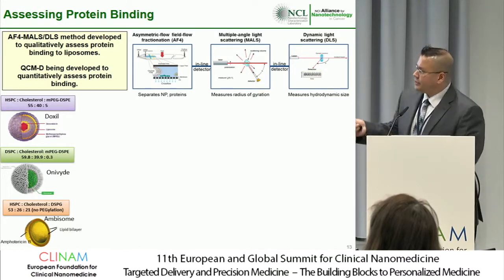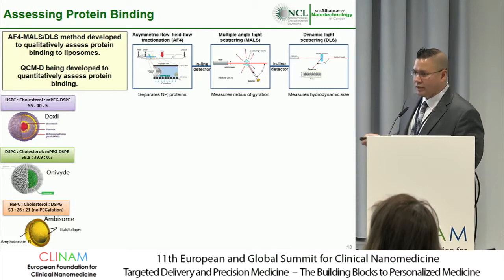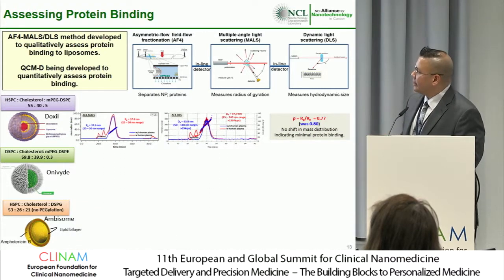If we now take each of these and run this through a system with and without incubation with human plasma, what we see is the following. So for Doxil, I'll show you here, in blue is without plasma, in red is with human plasma. You can see AF4 can actually separate the free unbound plasma proteins from the nanoparticle.